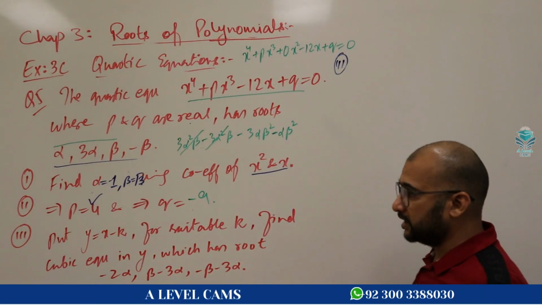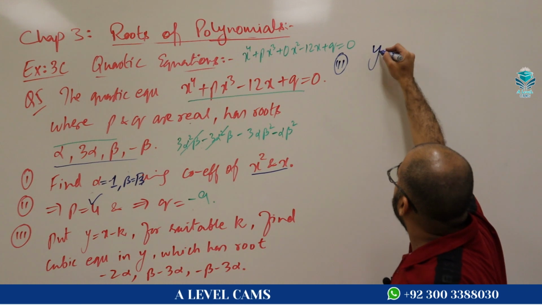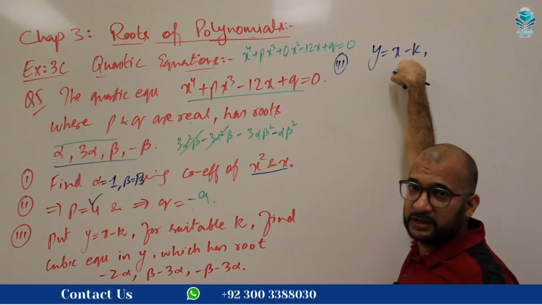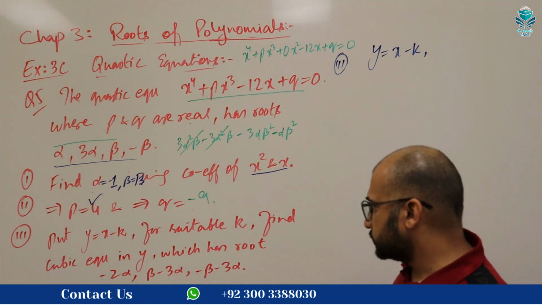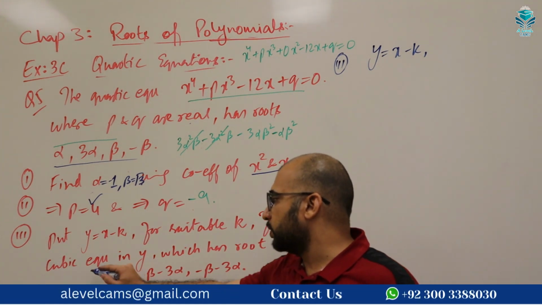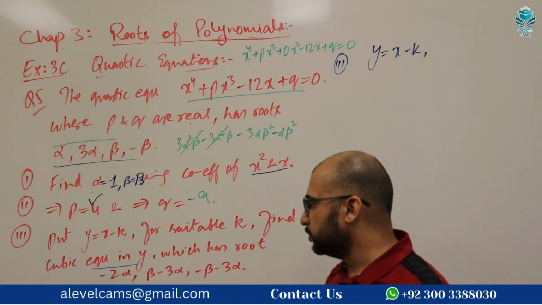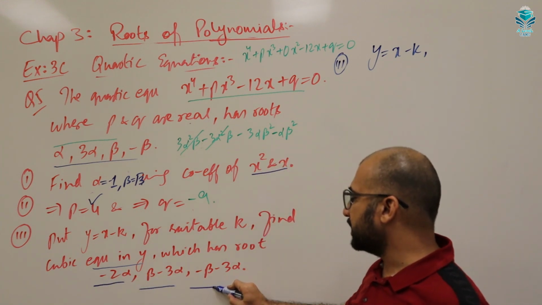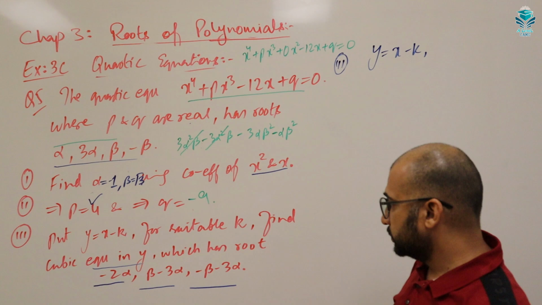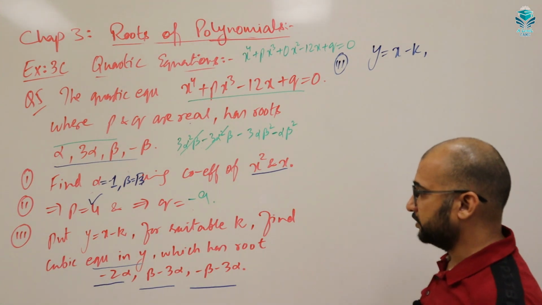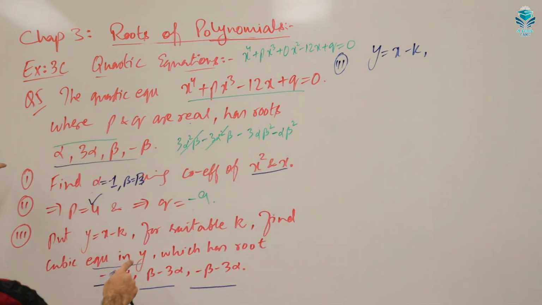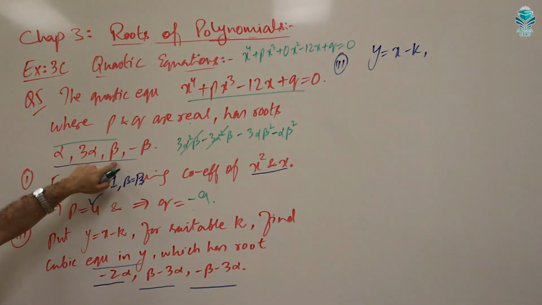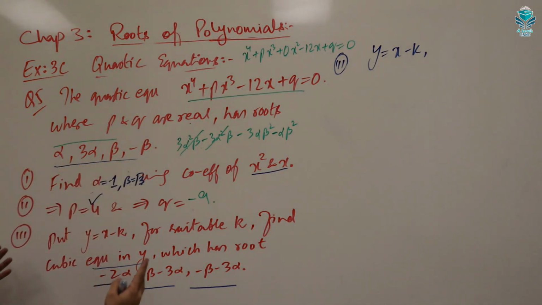In the next part we are given to use y equals x minus k and choose k to be any suitable constant. So students, find the cubic equation in y with the roots minus 2 alpha, beta minus 3 alpha, and minus beta minus 3 alpha. So you can observe here, this equation has roots alpha, 3 alpha, beta and minus beta. So what will be the k?